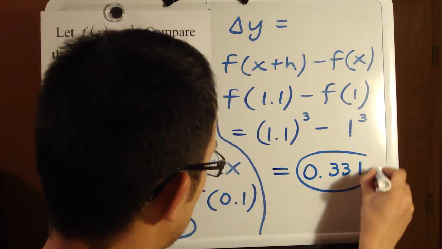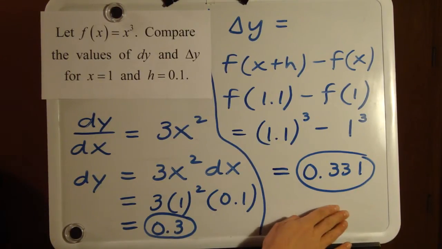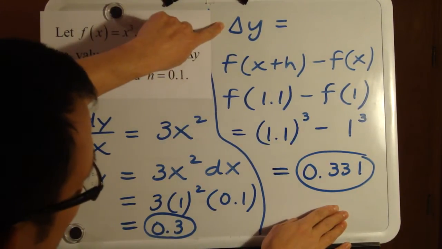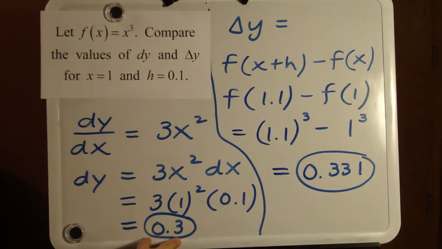And this is the value that you get here. So you get about 3/10 again, right? 0.331. So this value on the right represents the actual change in the function, right? As you move from 1 to 1.1, this one represents an approximate change. So this one here is calculating the change in the tangent line.